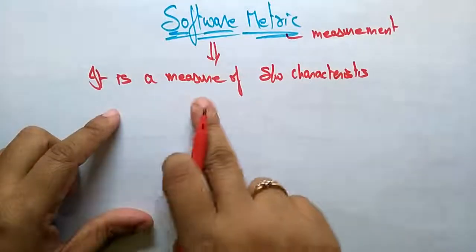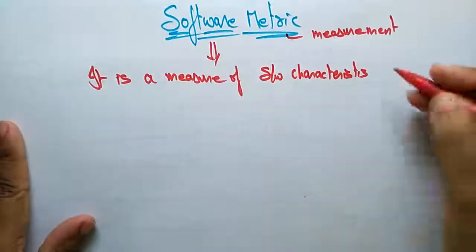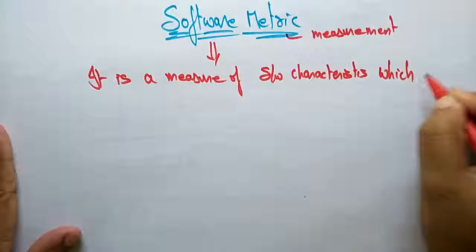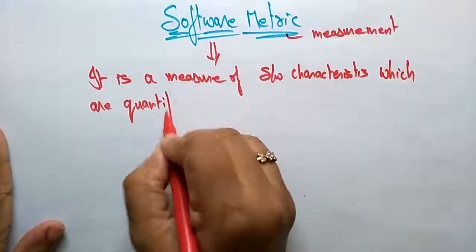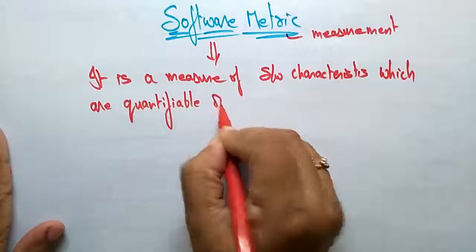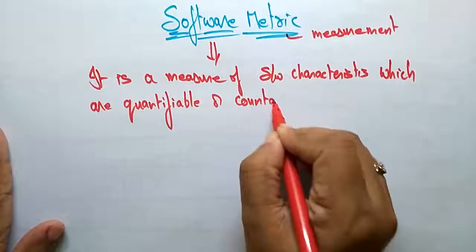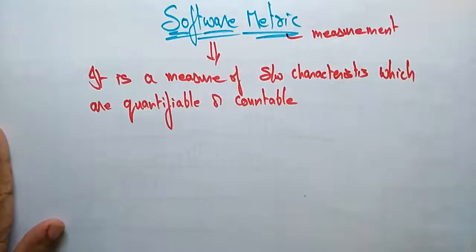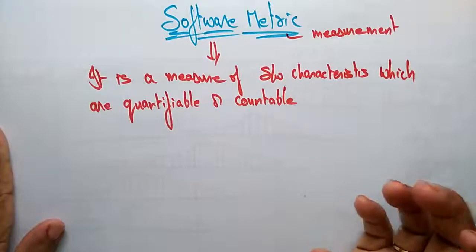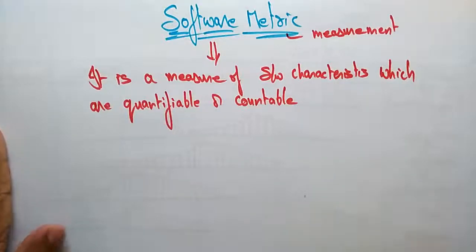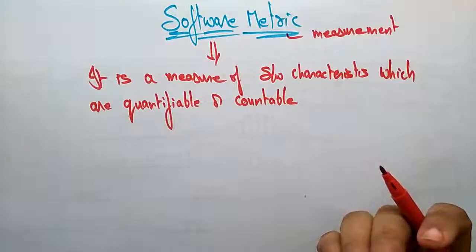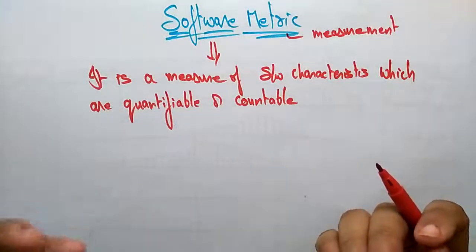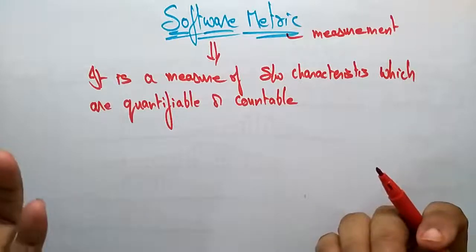A software metric is a measure of software characteristics which are quantifiable or countable. So we have to measure only the quantifiable and countable things that are present in the software. If you are using some resource to develop software, you have to calculate those items also. That comes under the software metric.